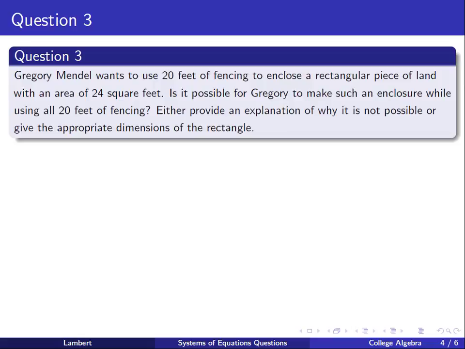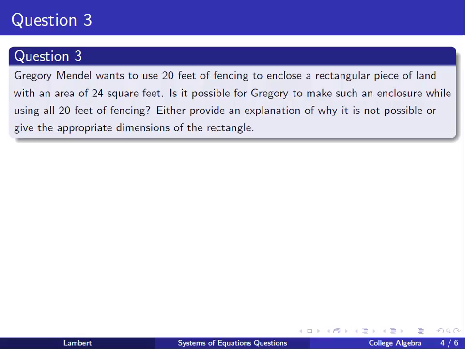Okay, so on to question 3, we're finally getting to some word problems. Let's say Gregory Mendel wants to use 20 feet of fencing to enclose a rectangular piece of land with an area of 24 square feet. Is it possible for Gregory to make such an enclosure while using all 20 feet of fencing?